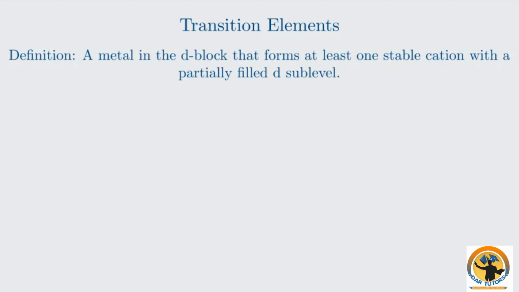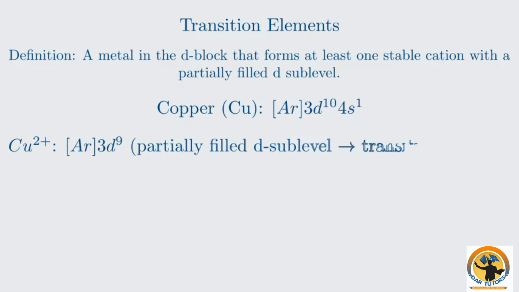The first row of the D-block includes scandium to zinc. Let's see which of these are transition elements. Copper is a transition element. Its electron configuration is [Ar]3d10 4s1. When it forms a copper(II) ion, it loses the 4s electron and 1 3d electron, resulting in [Ar]3d9. This is a partially filled D sublevel, so copper is a transition element. Its copper(I) ion, however, is [Ar]3d10, which is a full D sublevel. The copper(I) ion is non-transitional.